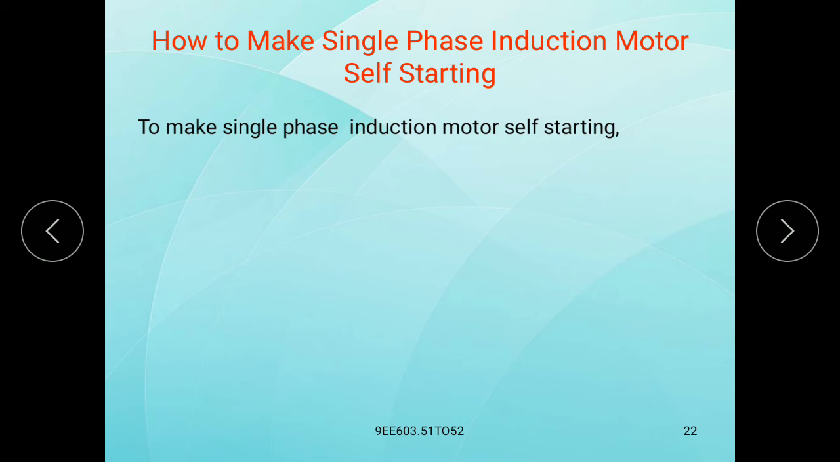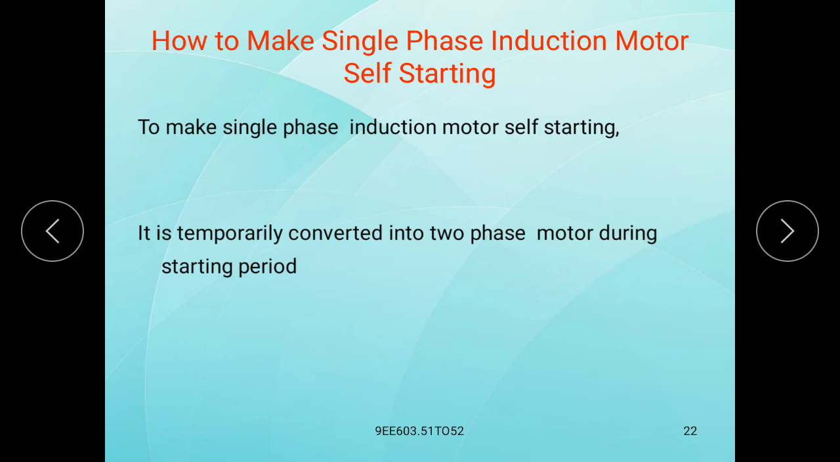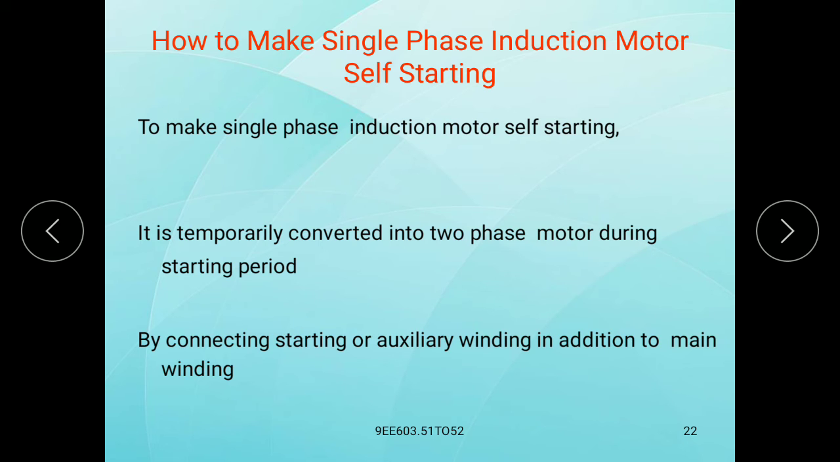To make a single phase induction motor self starting, it is temporarily converted into a two phase motor during the starting period by connecting a starting or auxiliary winding in addition to the main winding.